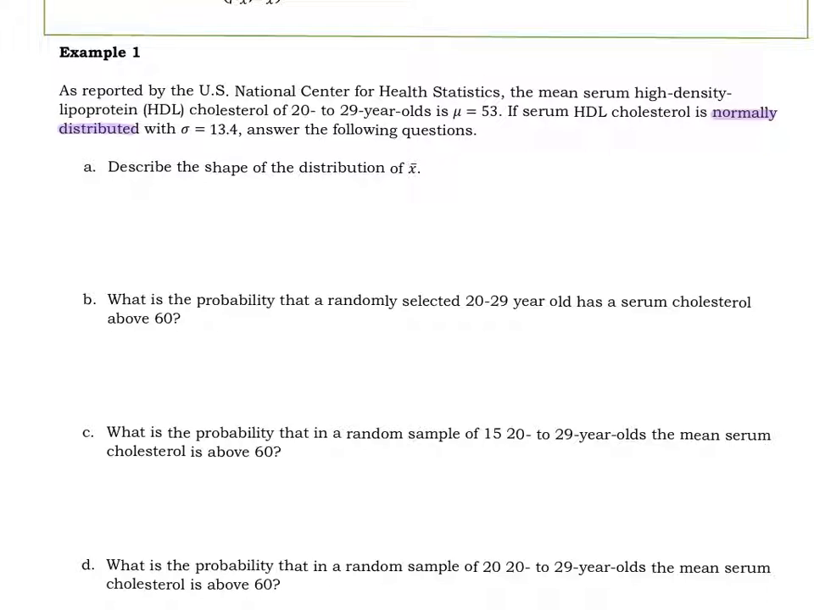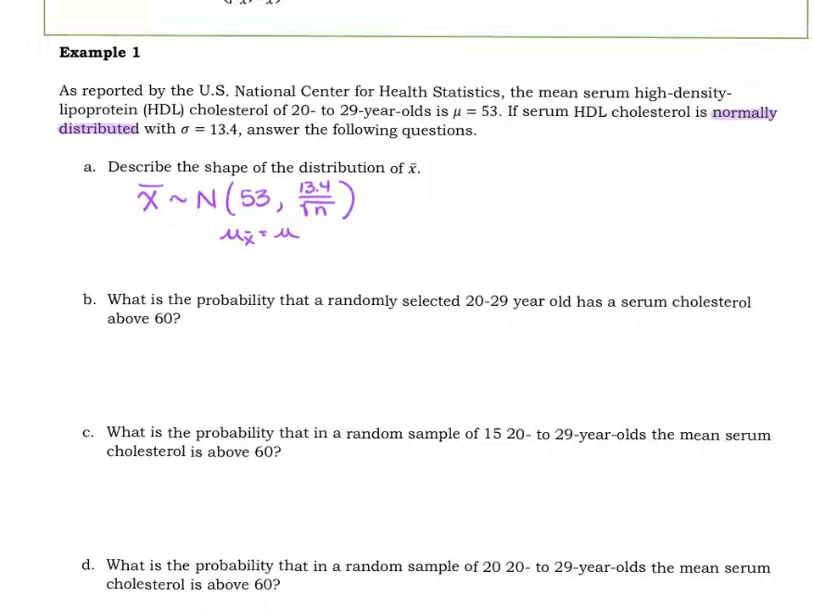So first, describe the shape of the distribution of X bar. Well, X bar is going to be normally distributed with the mean equal to 53, because remember that the mean of the X bar distribution is the same as the mean of the population. And the standard deviation is going to be 13.4 divided by the square root of n, whatever n happens to be, based on our sample size. Okay, we don't know a sample size yet, but again, that is because the population is normally distributed. So we know the X bar distribution will also be normally distributed.